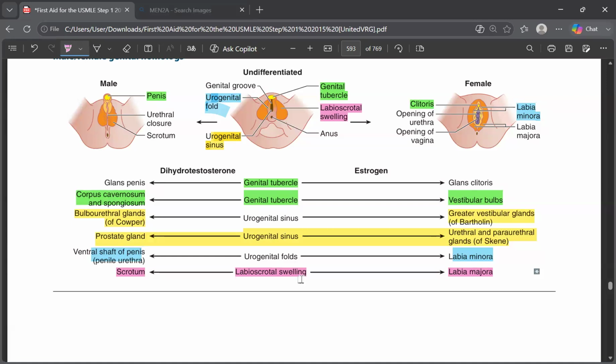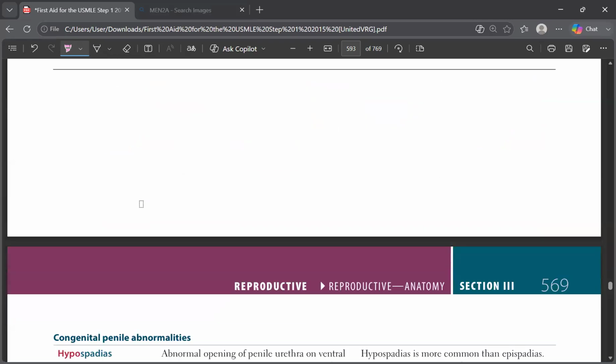The urogenital folds form the labia minora and the ventral shaft of the penis. The urogenital sinus, in between the folds, forms all the glands: bulbourethral and prostate in the male, and greater vestibular glands and urethral and paraurethral glands in the female. The genital tubercle develops into the vestibular bulbs and glans clitoris in the female, and the glans penis and corpus cavernosum and spongiosum in the male.